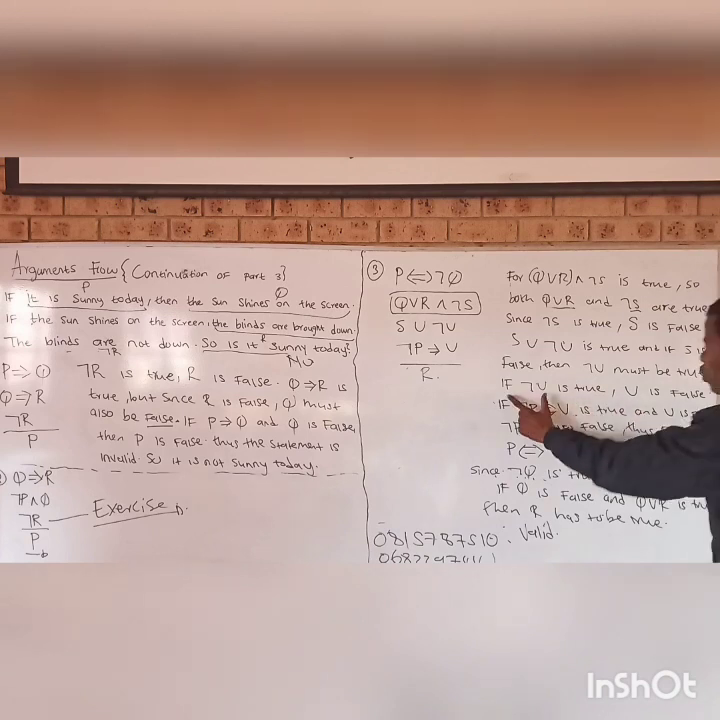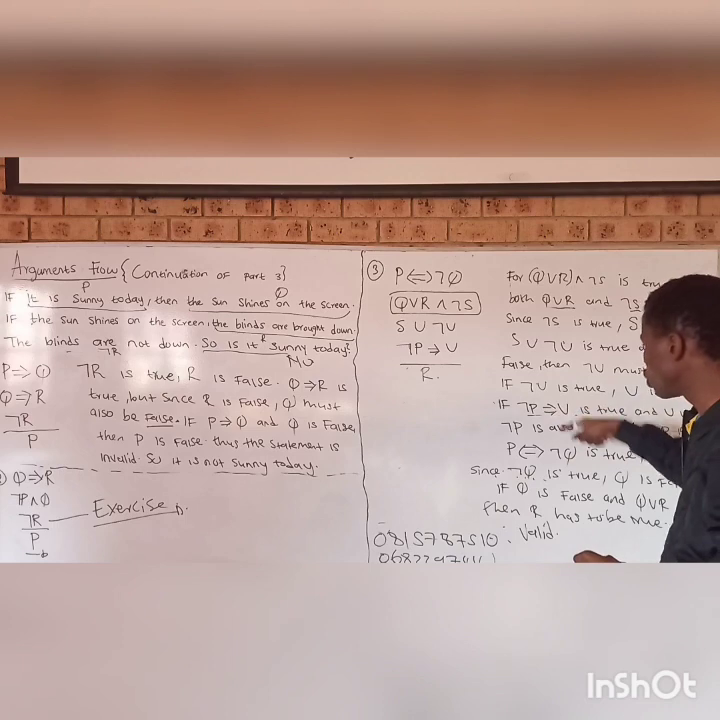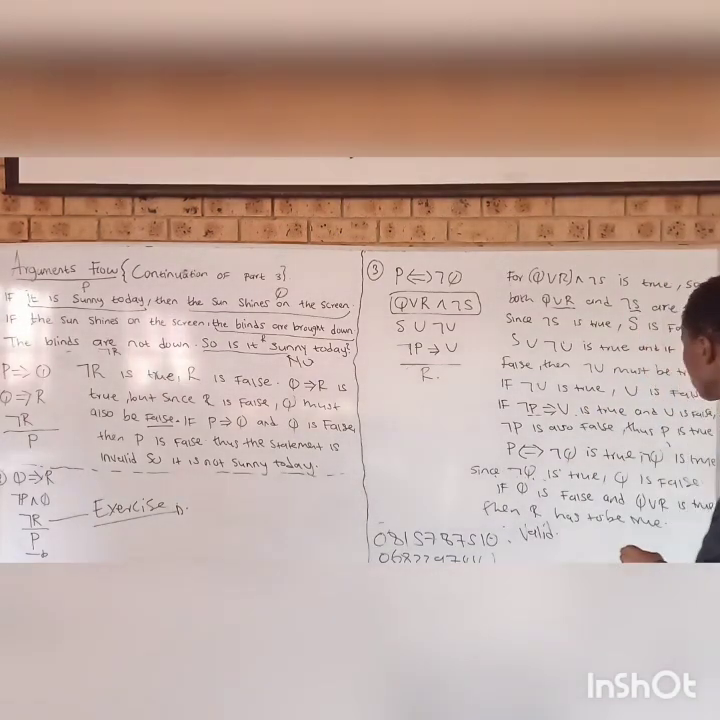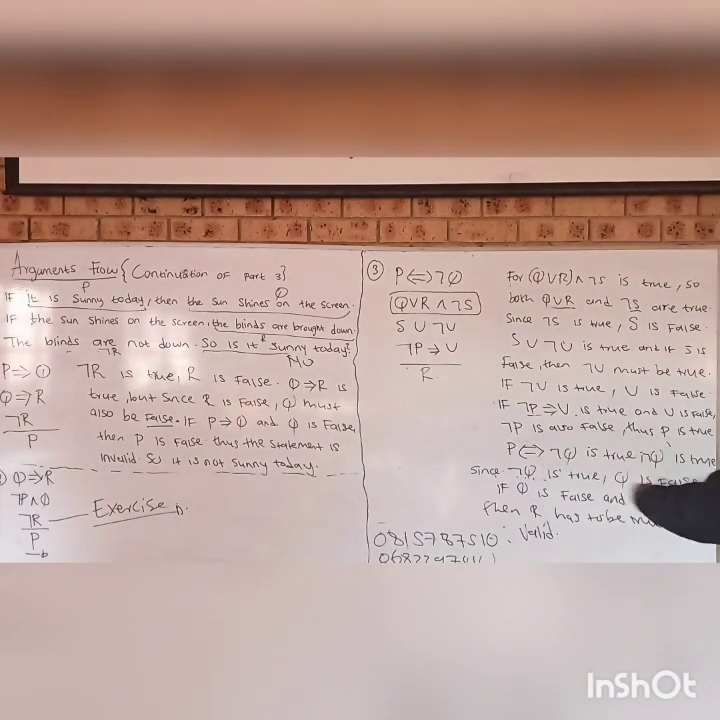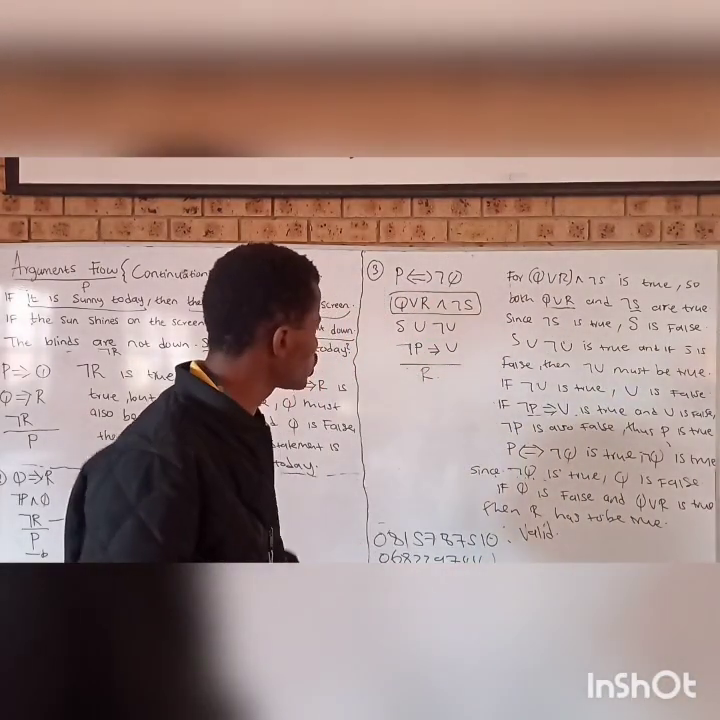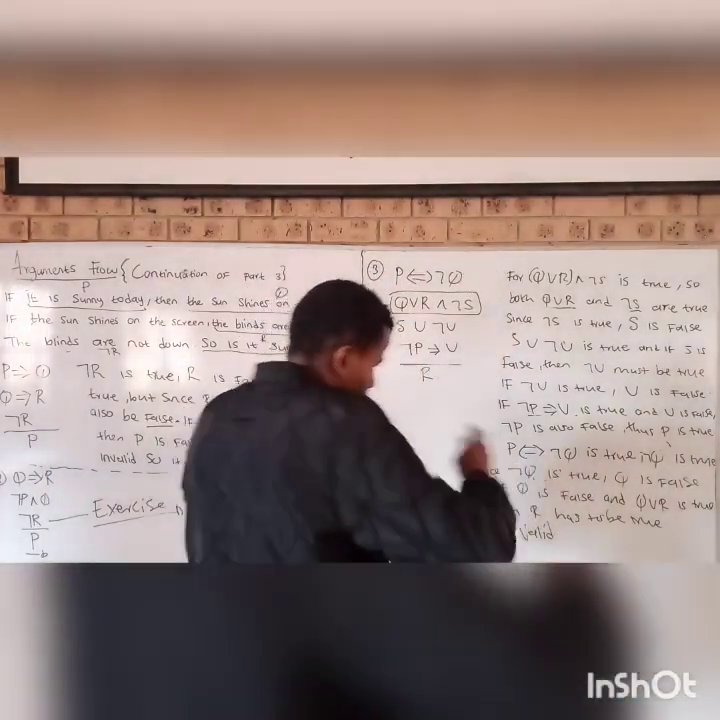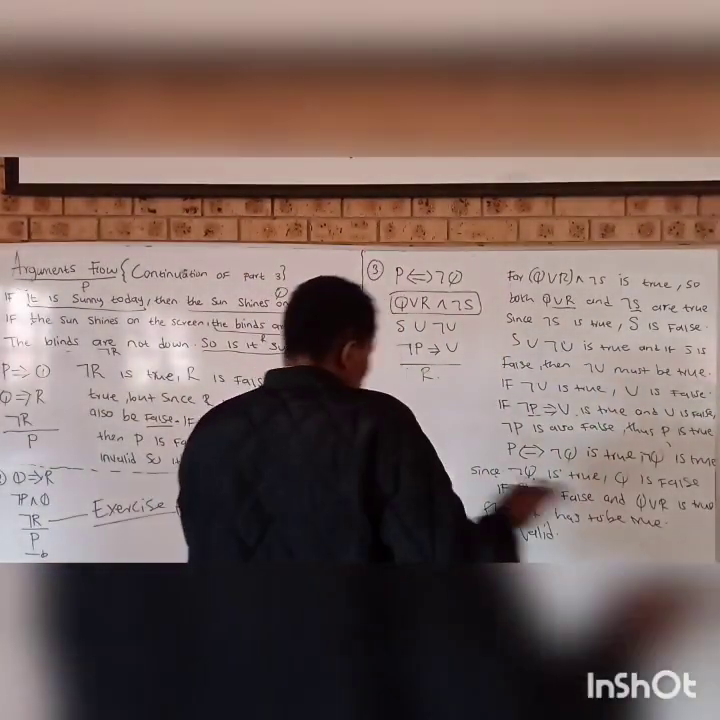So if not Q is true, then Q is false. If Q is false, it's already given that not P imply Q is true, then not P also has to be false, because the only way that this can be true is when not P is false. So if not P is false, then P is true. If P is true and we're given that P biconditional not Q is true, it means also not Q is true, because by biconditional, it must have the same result on both sides, a false and a false, or a true and a true.